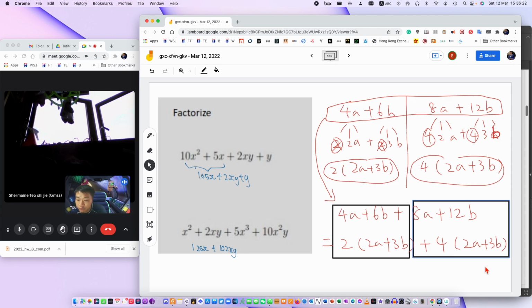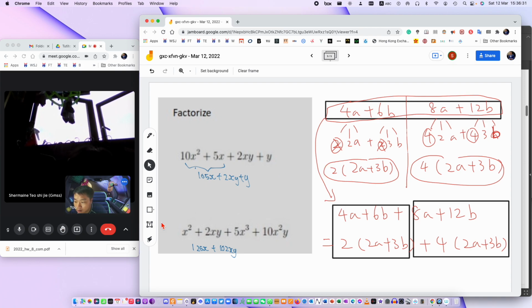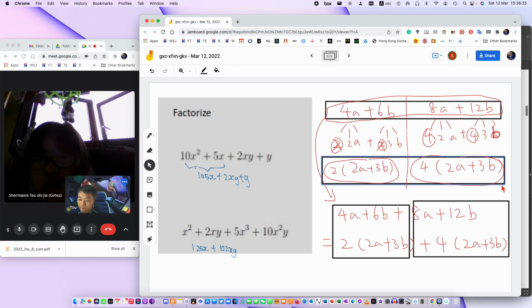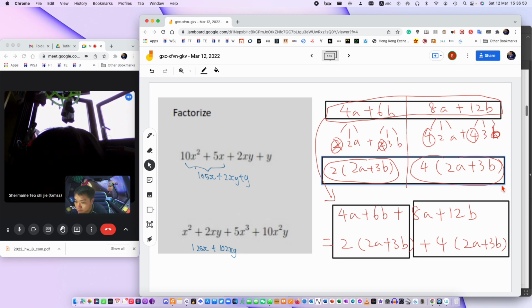So if you combine the above, it's as good as combining the below one. Does it make sense? Does it make sense or not? A bit. A bit only, okay. Never mind, let's do it slowly.